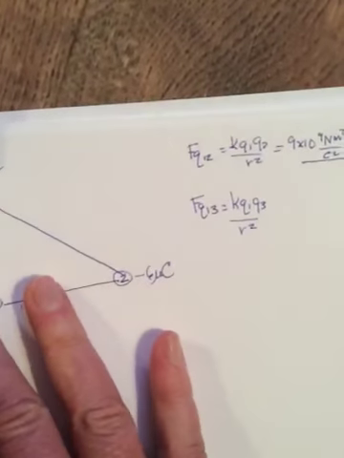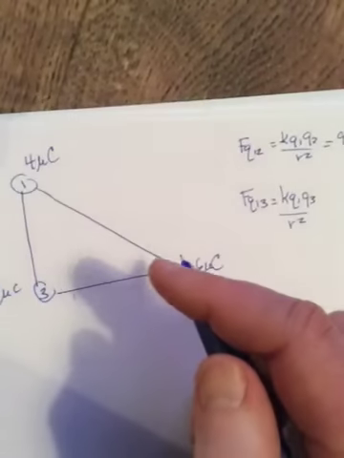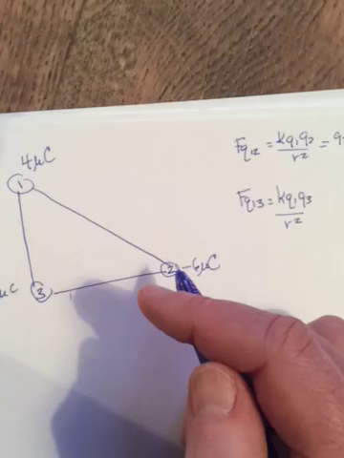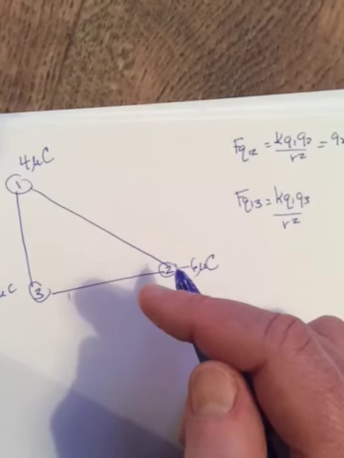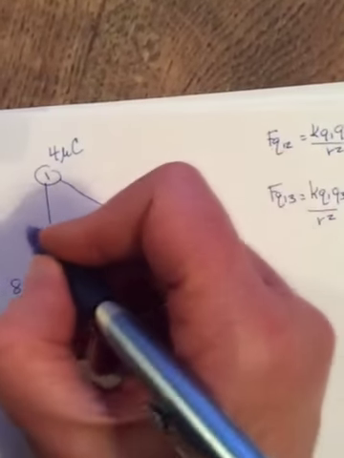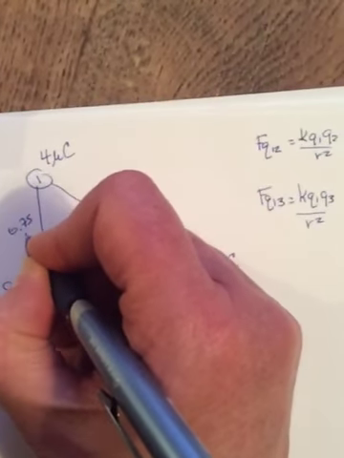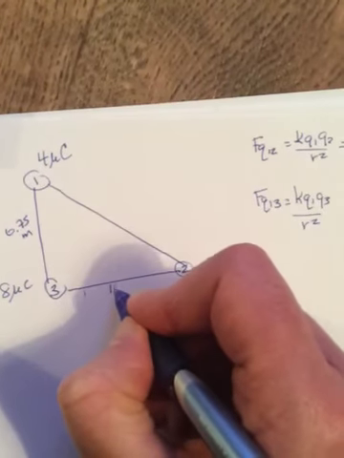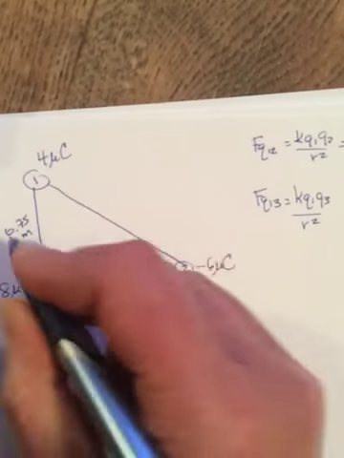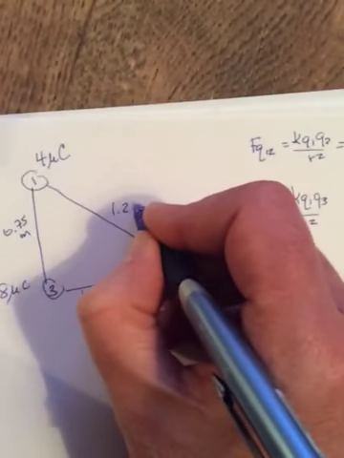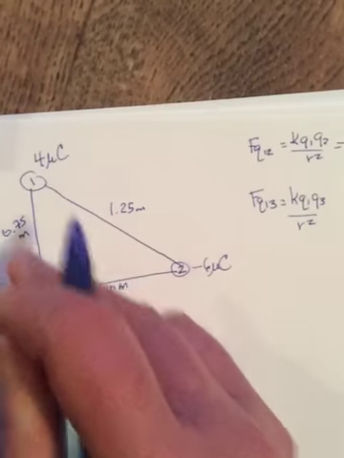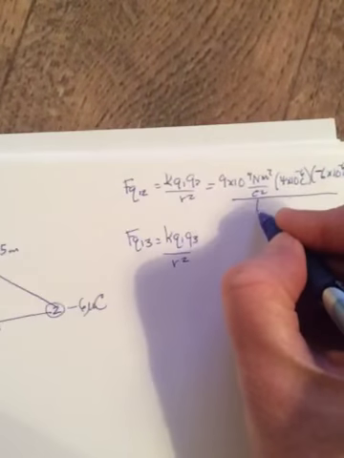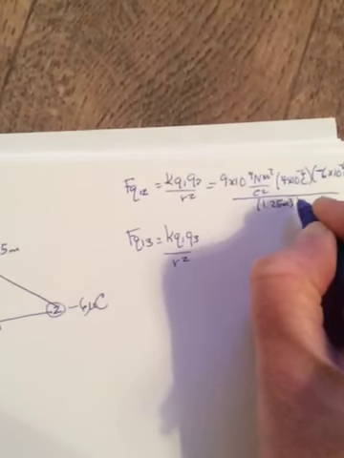And the R between them, now I didn't write in any distances. It's a right angle triangle. The distance between the 4 and the 8 is 75 centimeters, so this is 0.75 of a meter. And between the 6 and the 8 is 100, which is 1 meter. So it's a 3, 4, 5. So this is going to be 1.25 meters, right? 3 times 25, 4 times 25, 5 times 25. So this is 1.25 meters squared.